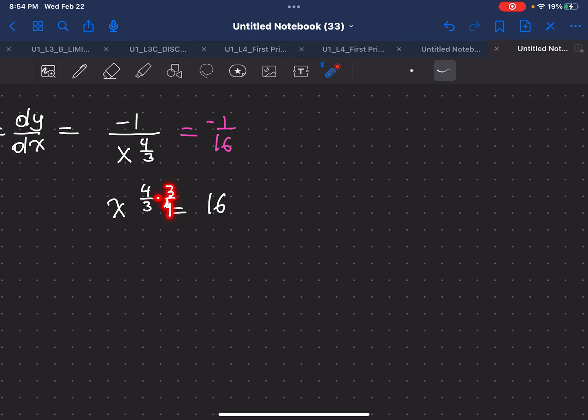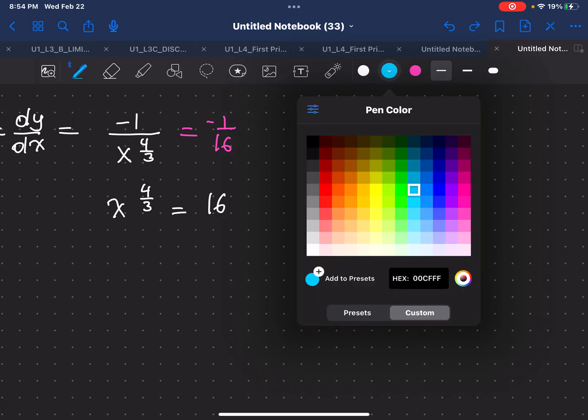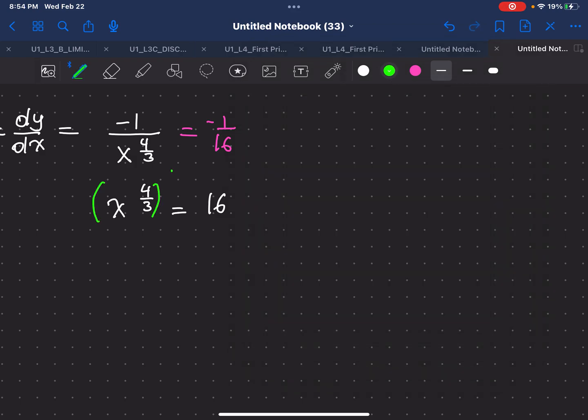And if I multiply by 3 over 4, then what do I have to do to both sides of the equation? You have to bring both sides of the equation to the power of 3 over 4. So we'll do that. And we're going to have 3 over 4 on this side and 3 over 4 on this side. And voila, we got x equal to 16 to the power of 3 over 4.